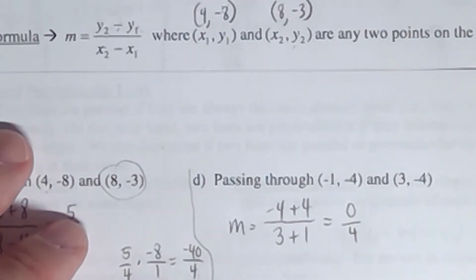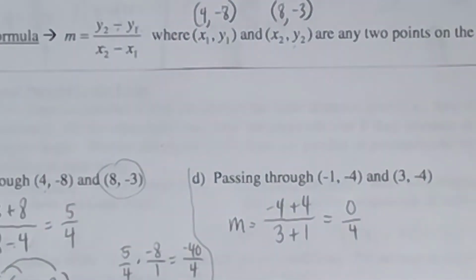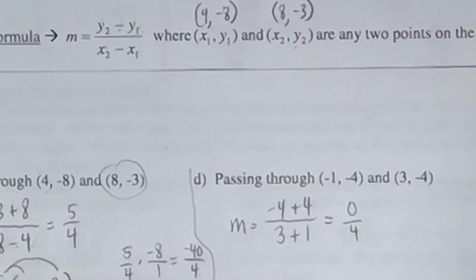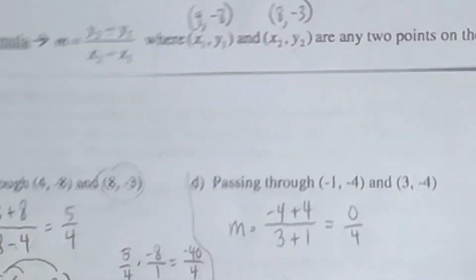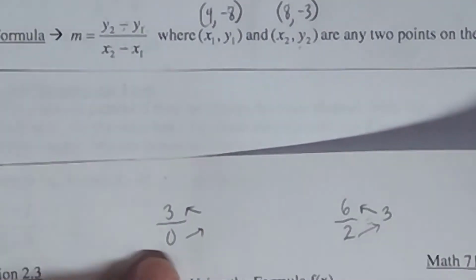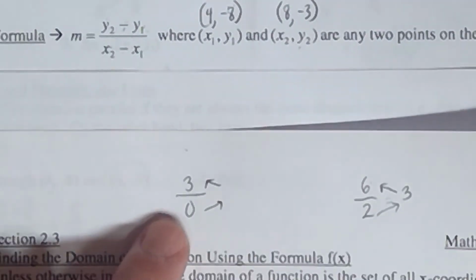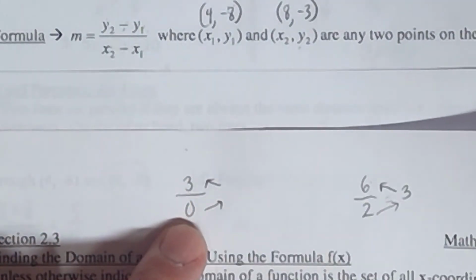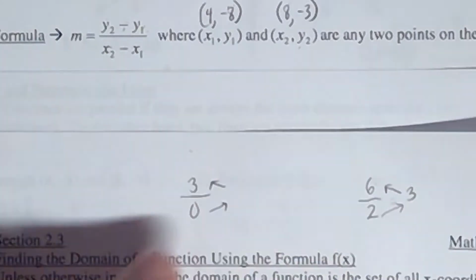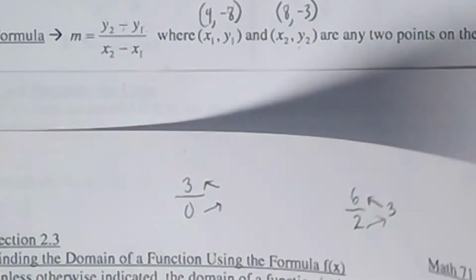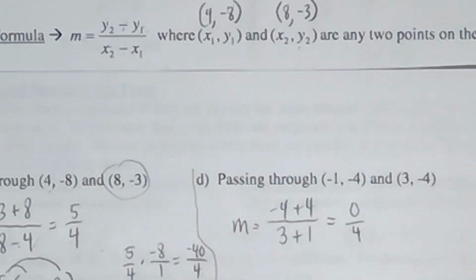In section 2.3, remember I mentioned, let me bring that up here real quick for you to refer to. I mentioned in section 2.3 that when you have a 0 on the bottom of the fraction, that is an undefined answer. That's an undefined number. Okay.